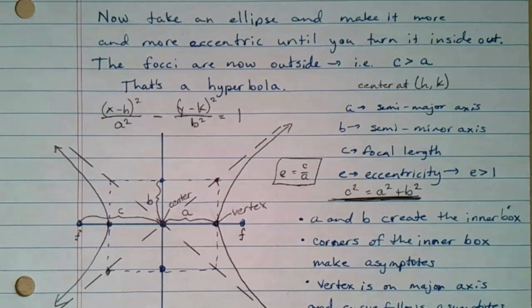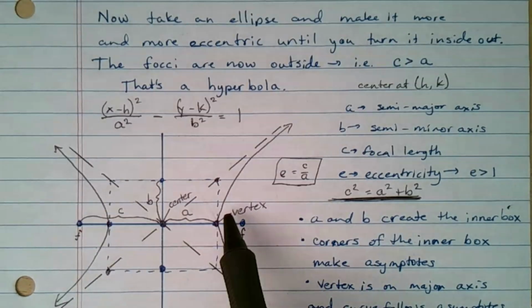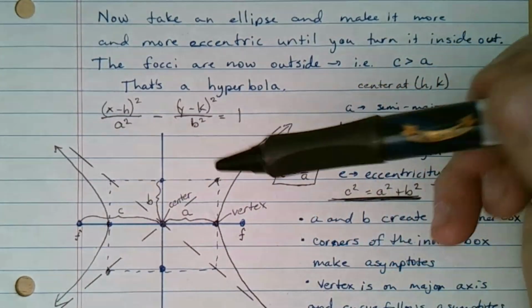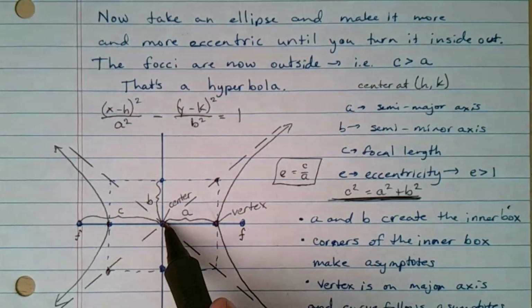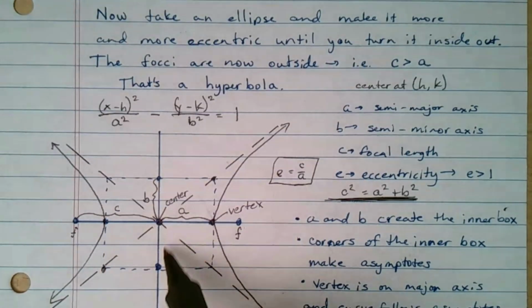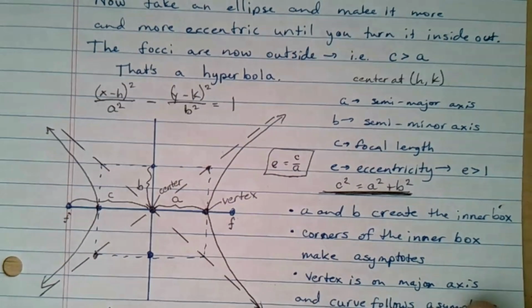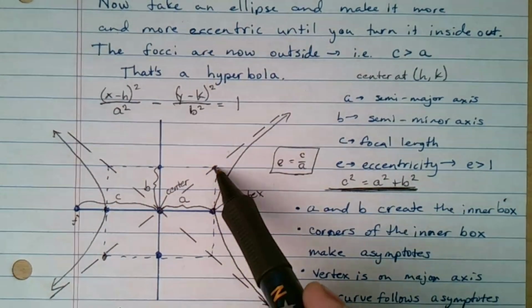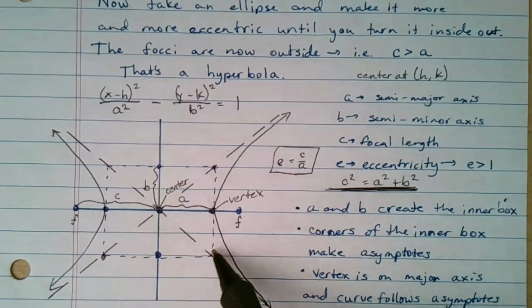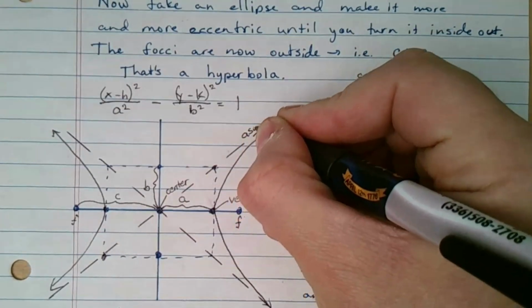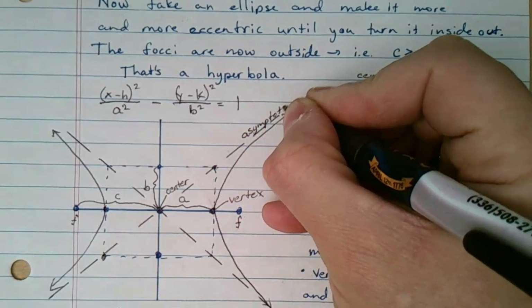A and B create the inner box, and so you've got this imaginary box. If you plot a hyperbola on graphing software, you're not going to see this, but you have this imaginary inner box. You go from the center of the hyperbola over A units right, A units left, up B units, and down B units, and you make this imaginary box. I've drawn it as a dashed line. Through the corners of this box, you're going to draw asymptotes. So these lines here are asymptotes.